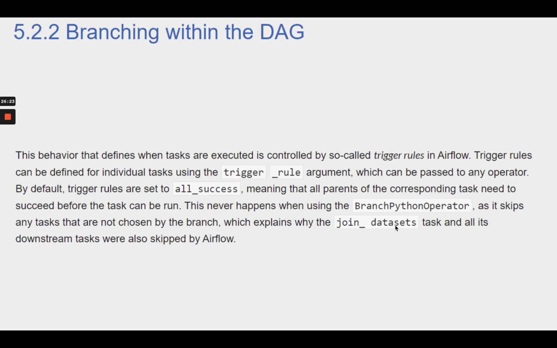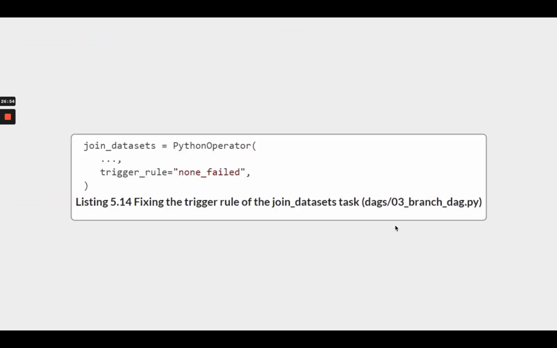Trigger rules can be defined for individual tasks using the trigger_rule argument, which can be passed to any operator. By default, trigger rules are set to all_success, meaning that all parents of the corresponding task need to succeed before the task can be run. This never happens when using the branch Python operator, as it skips any tasks that are not chosen by the branch, which explains why the join_datasets task and all its downstream tasks were also skipped by Airflow.